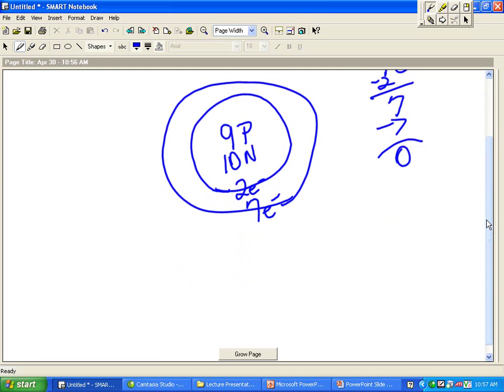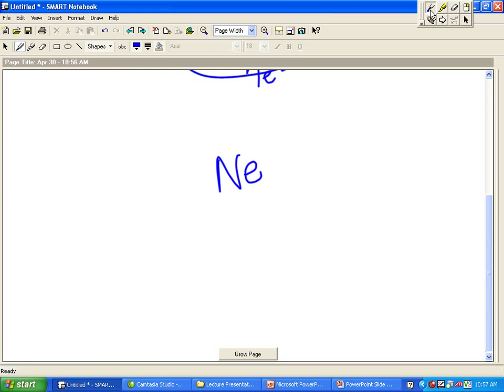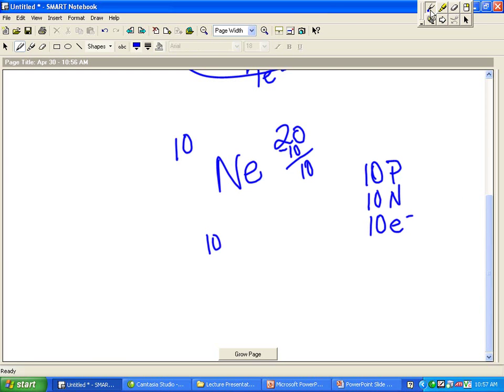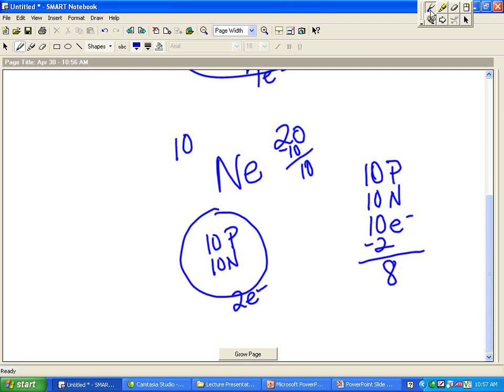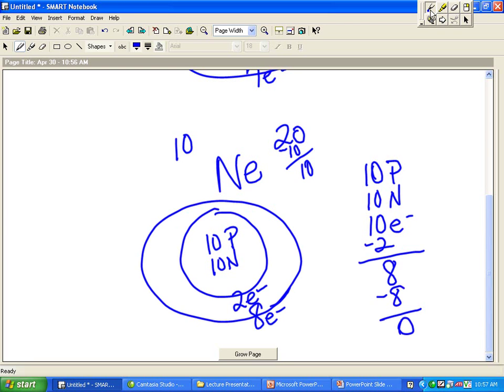One more. Let's progress just to the right of fluorine and do neon. Neon's atomic number is 10. Atomic mass is 20. That would be 10 protons. Going to be the same. 10 neutrons, 10 electrons. 10 protons in the nucleus, 10 neutrons in the nucleus. My first energy level can hold no more than 2 electrons. I'm left with 8. Neon is a chemically stable element as it exists in nature.